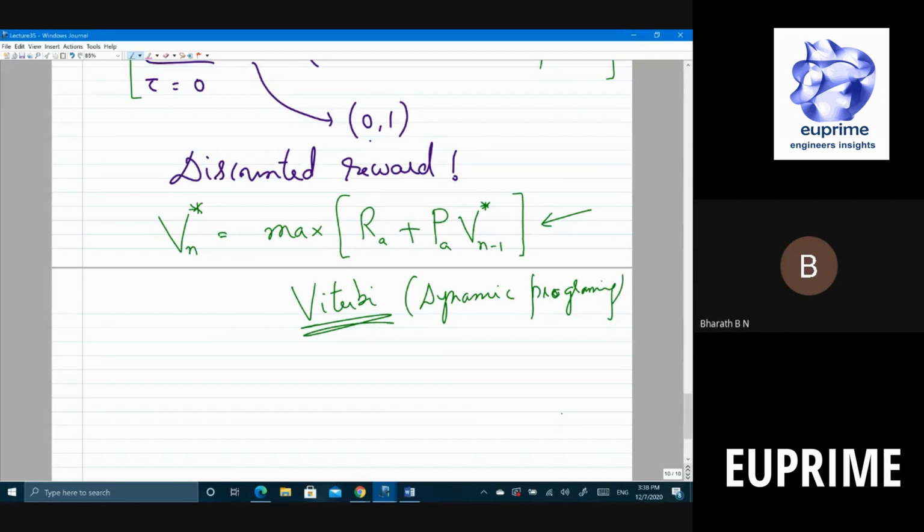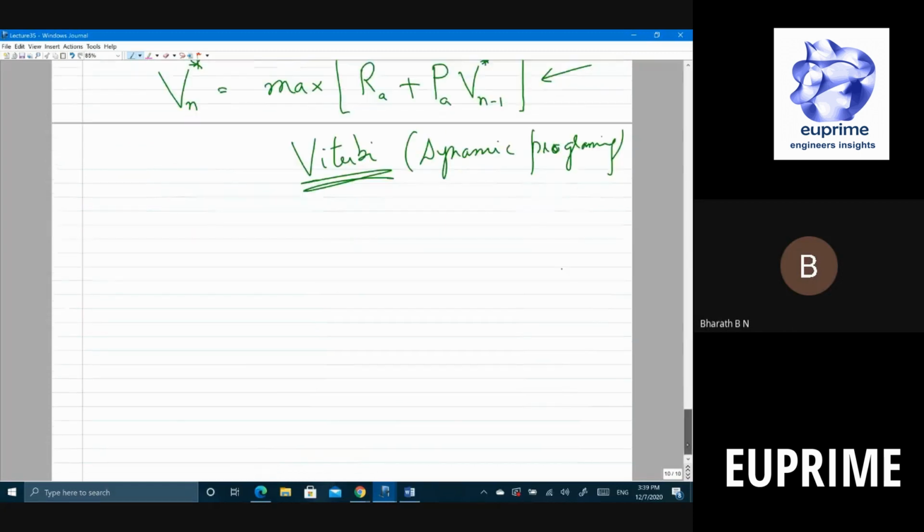Now, if you're looking at infinite horizon, it's not so straightforward. Viterbi is not straightforward, by the way. It's quite complicated, so I encourage you to look at what Viterbi is. Now let's look at what the Bellman equation is for our case.